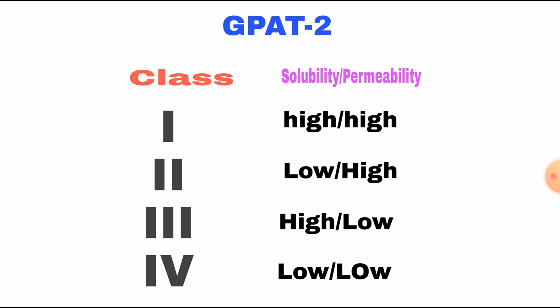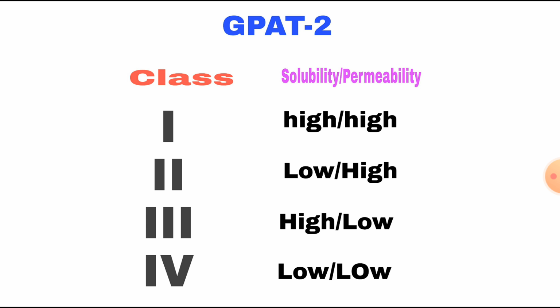In case of class 4 drugs, we use an alternative route other than oral administration. Remember, class 1 drugs are high soluble, high permeable, class 2 are low soluble, high permeable, class 3 are high soluble, low permeable, and class 4 are low permeable and low soluble.